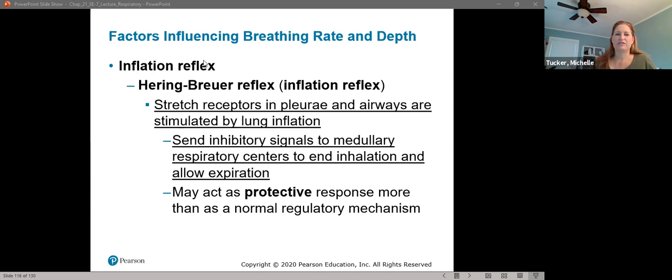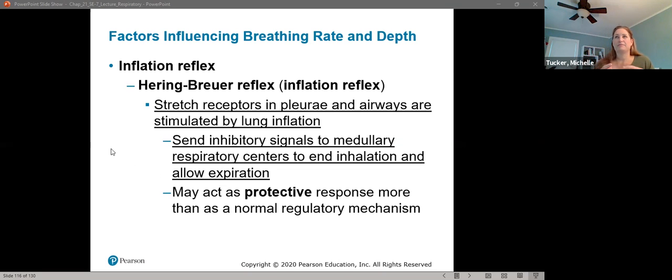The inflation reflex involves, and you don't need to remember that it's the Hering-Breuer reflex. The inflation reflex is much easier to identify with its function. There are stretch receptors in the pleura and the airways, and these will send inhibitory signals to the medulla.